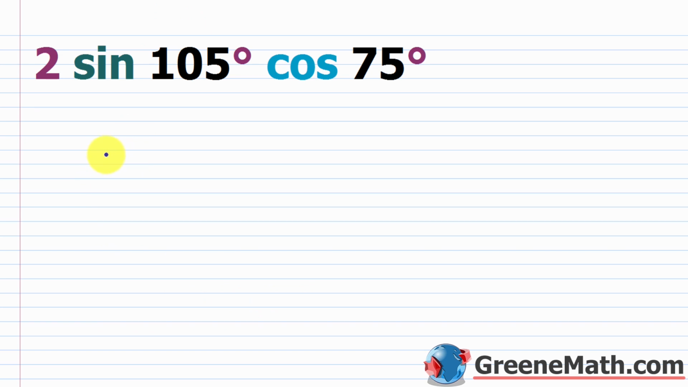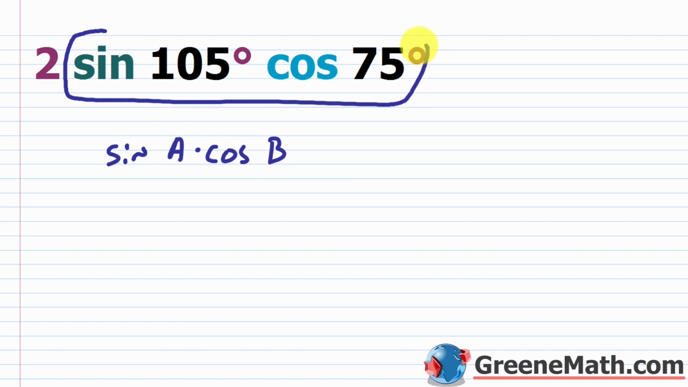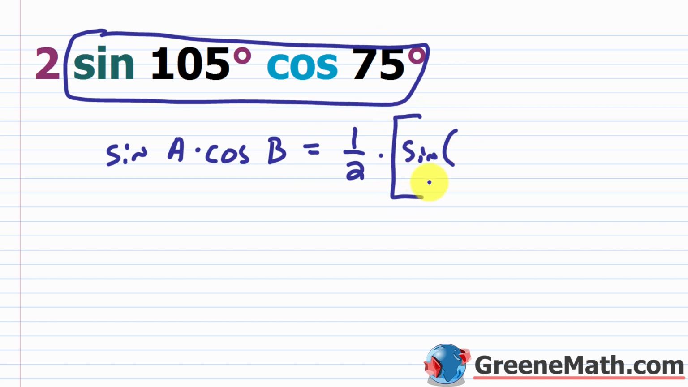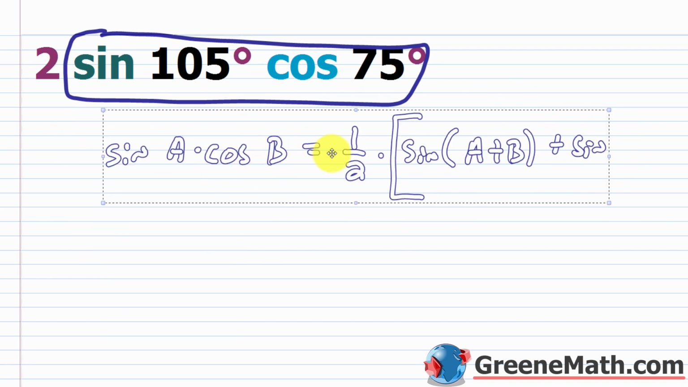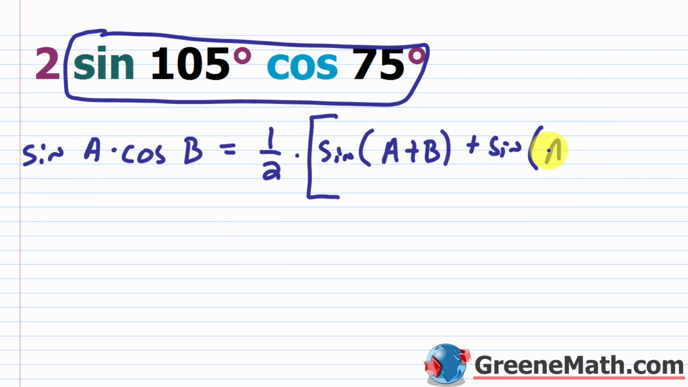So basically, if we have the sine of a times the cosine of b, which is what we have right here, then this is going to be 1/2 times the sine of, let me put this in brackets, a plus b, and then you have plus the sine of a minus b.